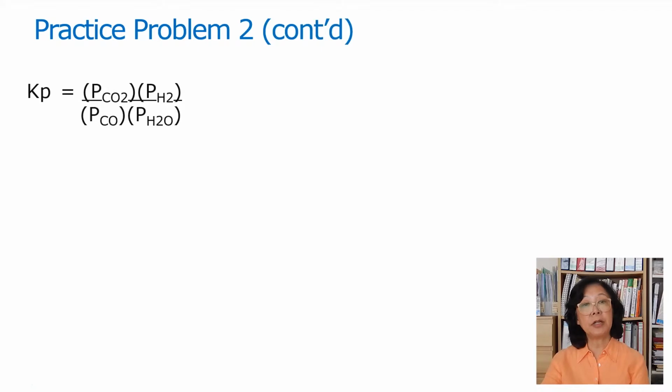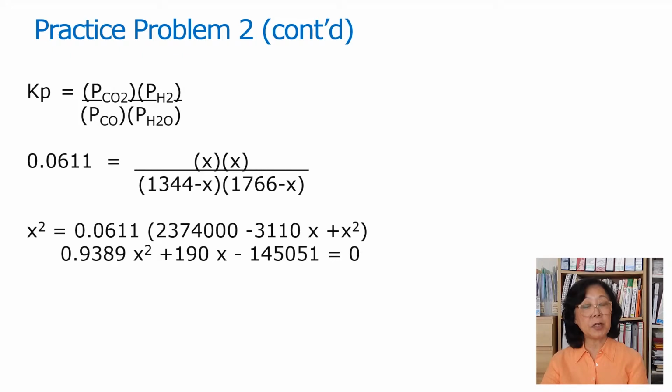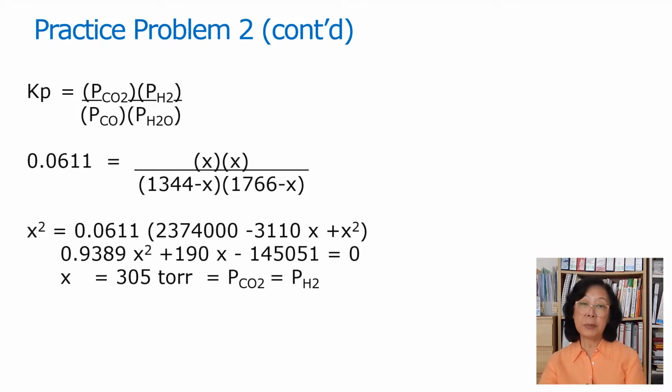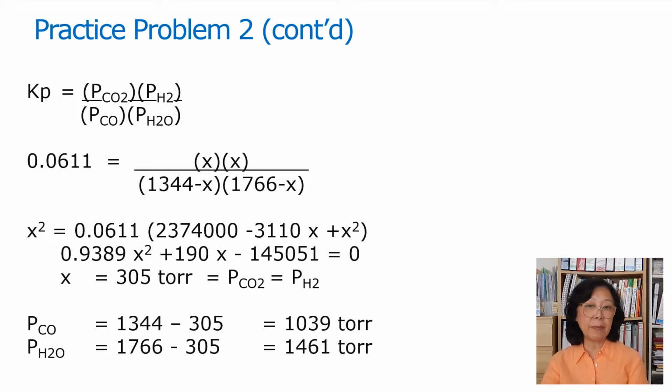Now we substitute that into the Kp expression, and we solve for X by using the quadratic formula. X is solved as 305 torr, which is the partial pressure of CO2 and hydrogen at equilibrium. To go back to find the equilibrium partial pressure of carbon monoxide, we subtract 305 from the initial given pressure of 1344. We have 1,039 torr. And for that of the water, we subtract the X from the given amount initially. We have 1,461 torr.